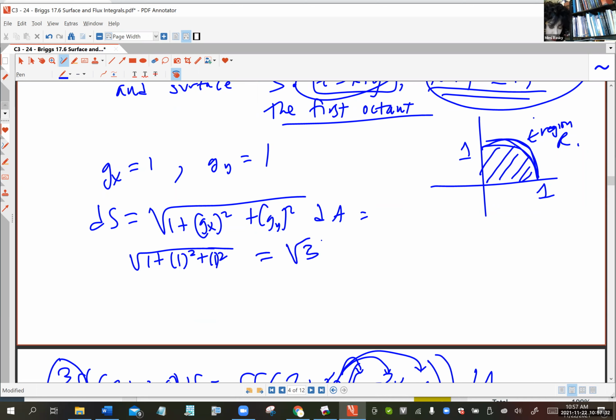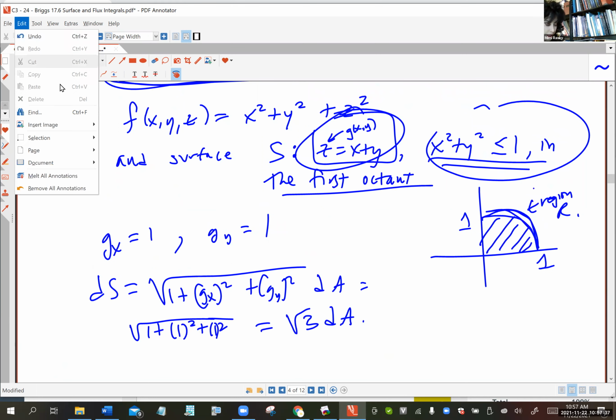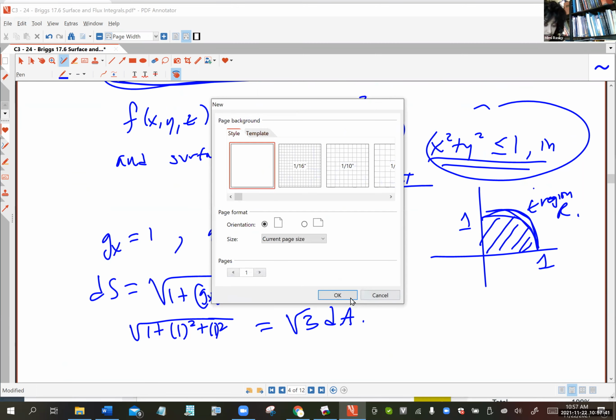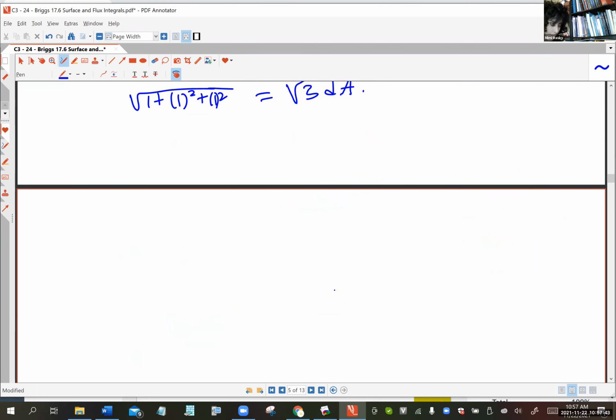We end up with square root of 3 dA. Okay, so there's your surface area element. Don't lose sight of that like I did on that last problem a couple problems ago. I meant to do that, right? It's testing it. So what do we have now?